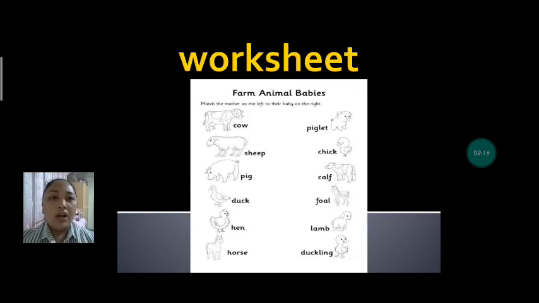Very good. Now we have worksheets here. We have different farm animals: cow, sheep, pig, duck, hen, and horse. I want you to match the mothers to their babies. Draw a straight line. Answer your worksheet please.